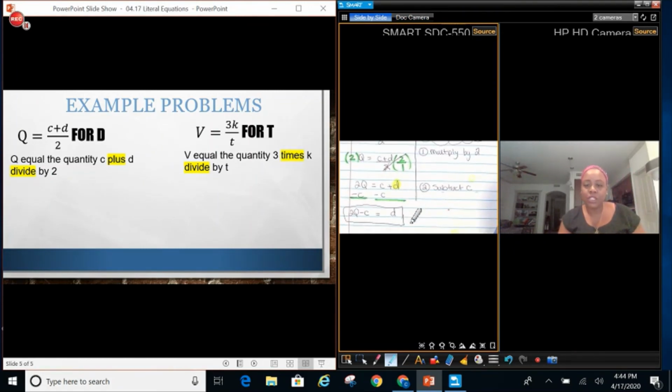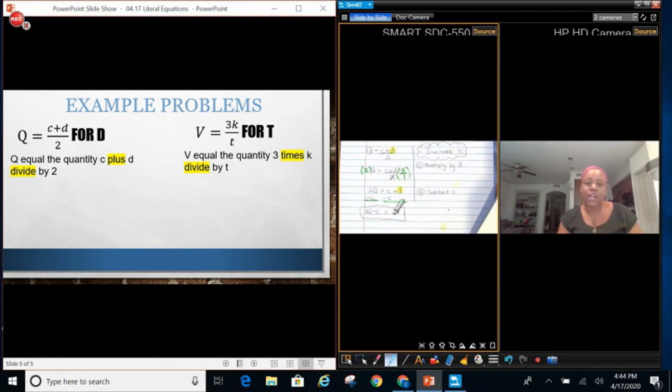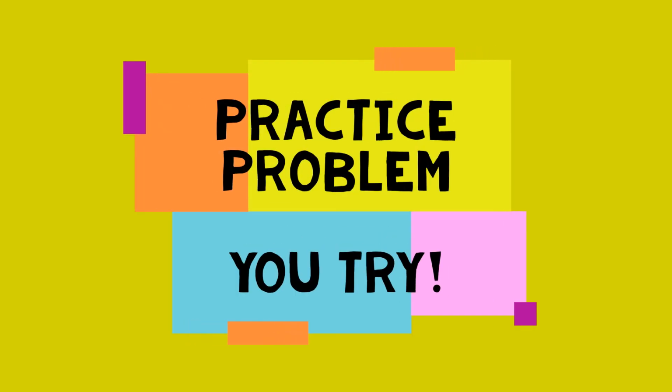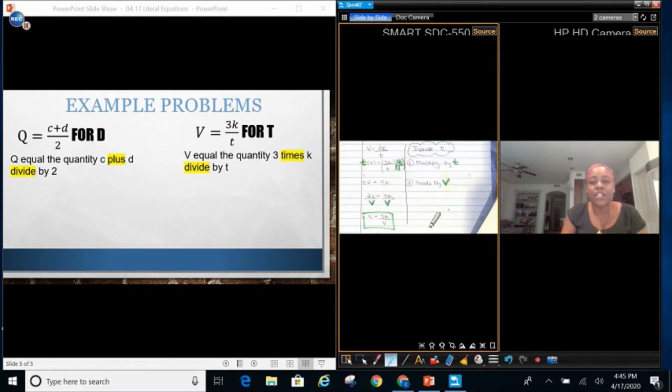Now, what I want you guys to do is try out the next one on your own. V equals the quantity of 3 times K divided by T. Here's the correct answer.